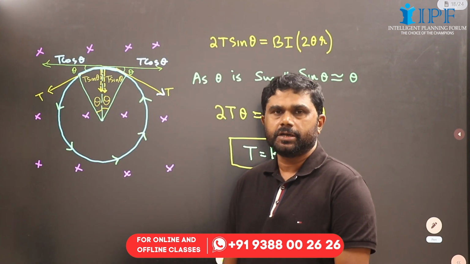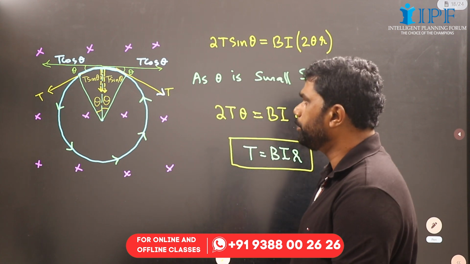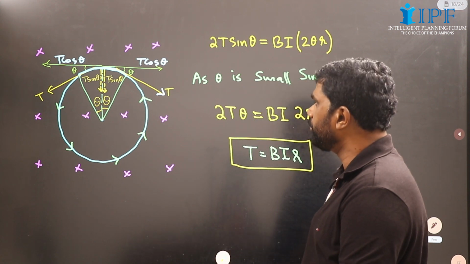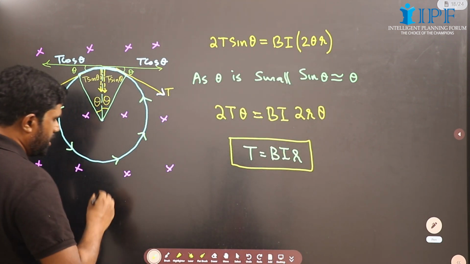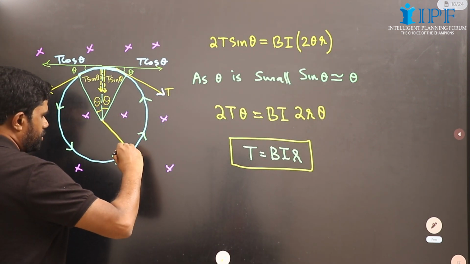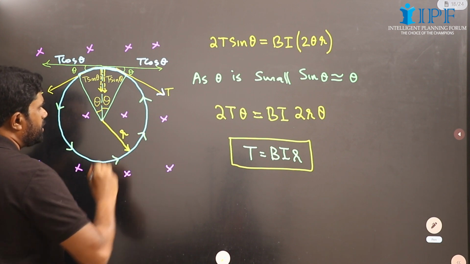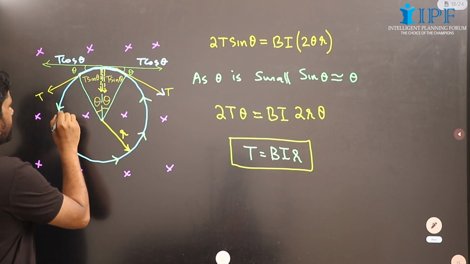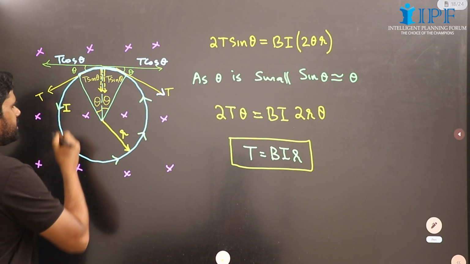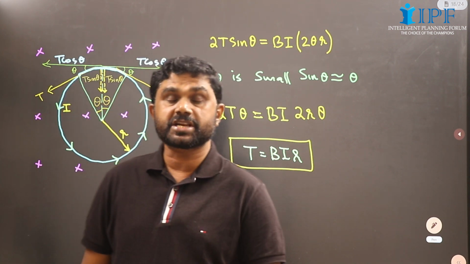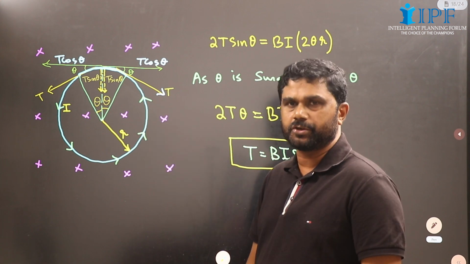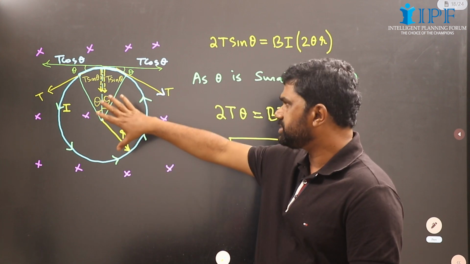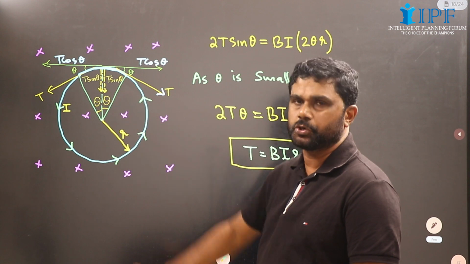Now children, see, we have a current loop, a circular loop of radius small r, which carries a steady current capital I. It is kept in a uniform transverse magnetic field, and that field is along the inward normal to the plane of the board. What is the resultant force on this loop?